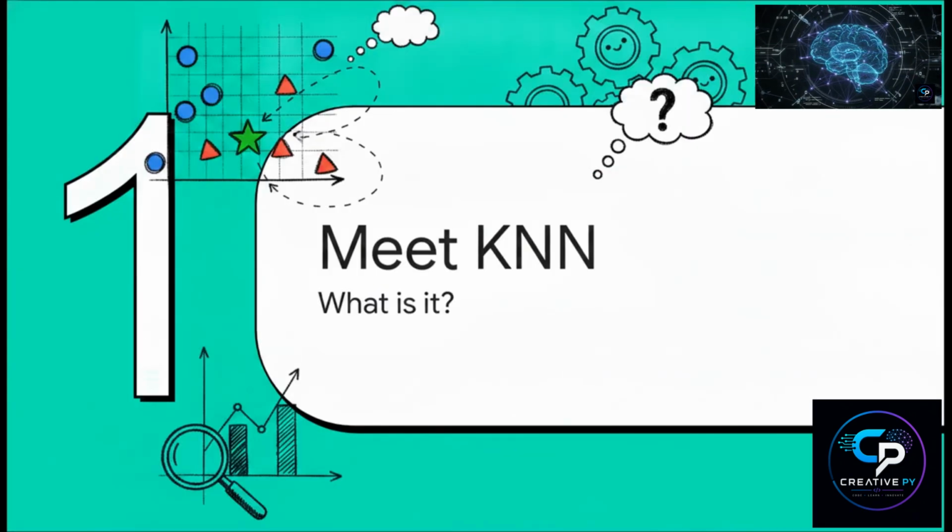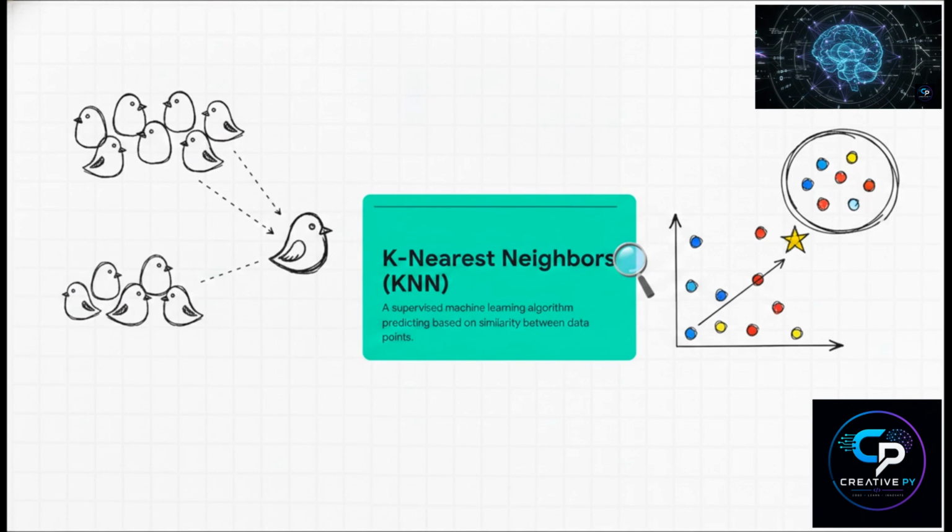Meet K-nearest neighbors. You know, this algorithm completely challenges the perception that machine learning requires dense, incomprehensible formulas just to get off the ground. KNN, or K-N-N for short, is a supervised machine learning algorithm. It makes predictions based purely on the similarity between data points. But the real kicker here is the second part of that definition. It does not build a mathematical model during training.